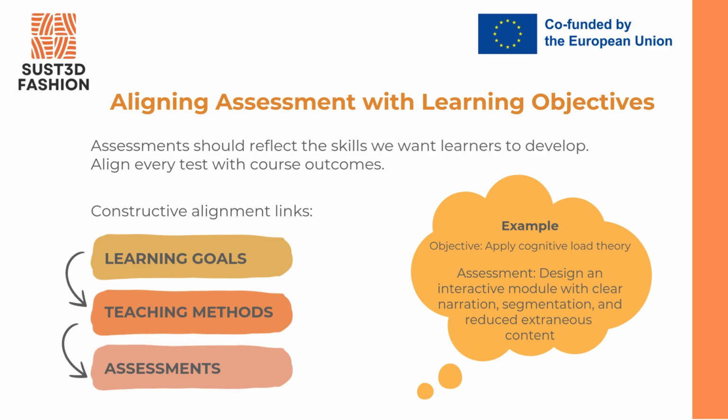To really make everything work together, we need to make sure our assessments are directly tied to the learning objectives. So for example, if the goal is to check understanding, a multiple choice question might be the way to go. If we want learners to apply what they've learned, then a hands-on task makes more sense. And if the goal is to encourage evaluation and feedback, peer review is a great fit. This approach is known as constructive alignment. It's all about making sure there's a clear connection between what we want learners to achieve, how we teach, and how we assess. When all three elements are aligned, learning goals, teaching methods, and assessments, we create a much more effective learning experience.